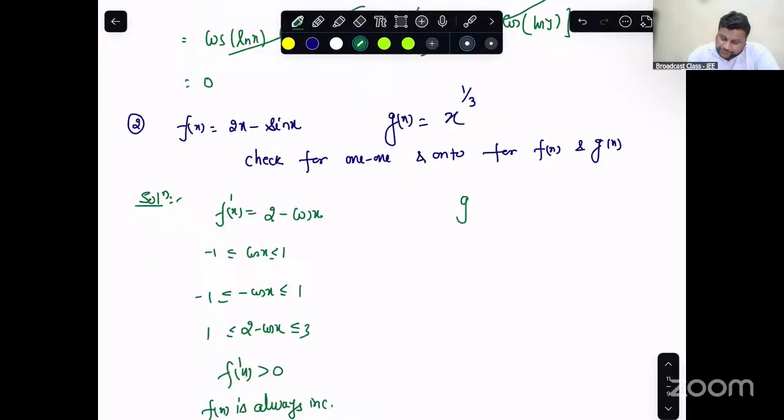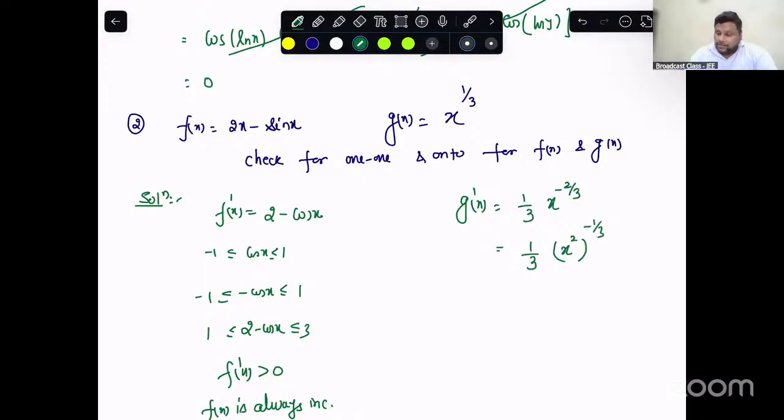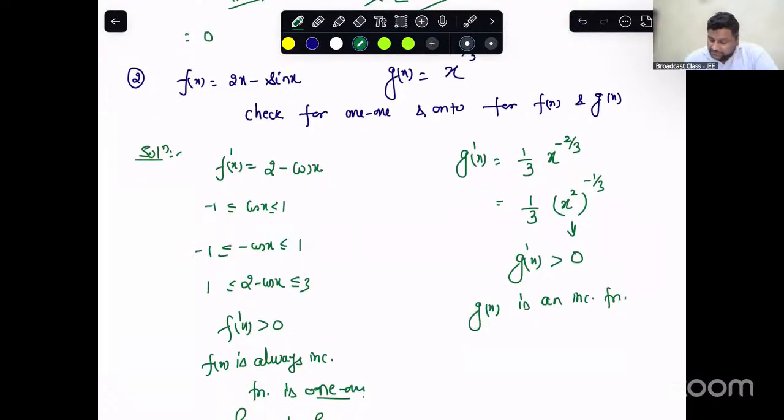Now here, if I calculate g dash x, it is 1 by 3 x to the power minus 2 by 3. That is 1 by 3. Can I write it as x square ki power minus 1 by 3? Now, because of x square, this g dash x is also more than 0. At 0, it can be 0, chalo even, but 0 won't be because it is 1 by x to the power 2 by 3. So since it is more than 0, gx is an increasing function, yes or no? Gx is increasing function means it is 1, 1.